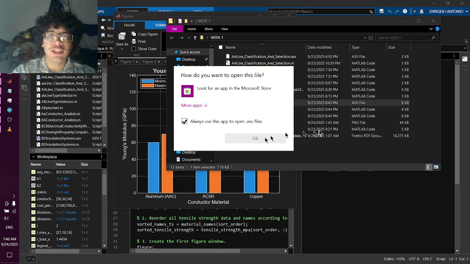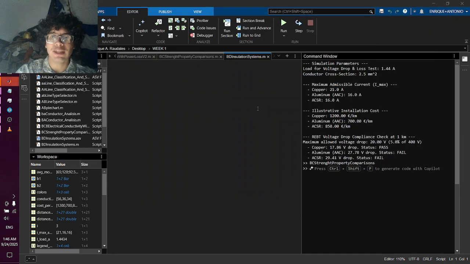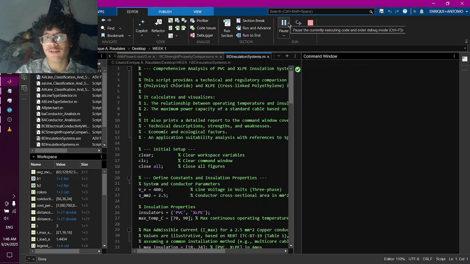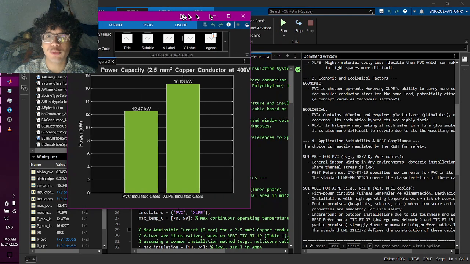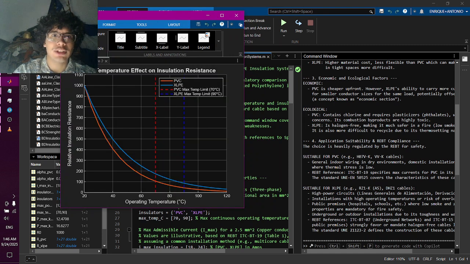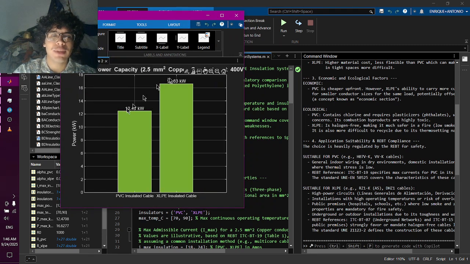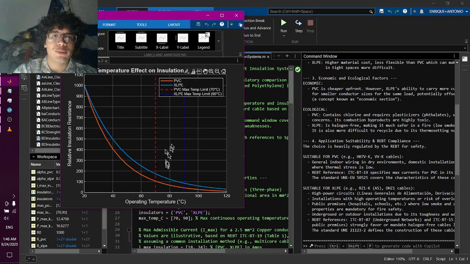For the installation systems, what we have made is a database. However, instead of making charts and graphs, we have made it more information oriented. Of course, we have a bar chart comparing the power capacity, where we see that XLPE can handle about 25% more power than PVC, and it can also operate at higher temperatures, whereas PVC starts to break down at around 70 degrees Celsius. XLPE, you can use it at 90 degrees Celsius as per the law.